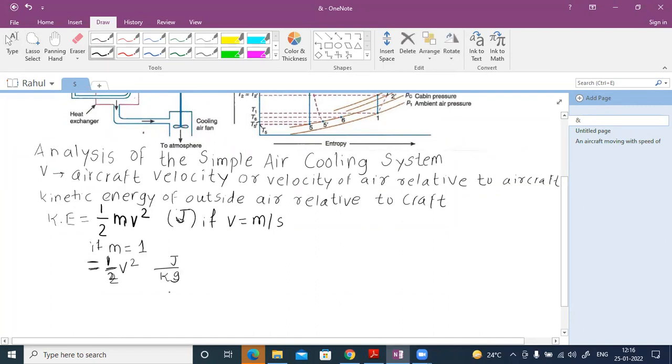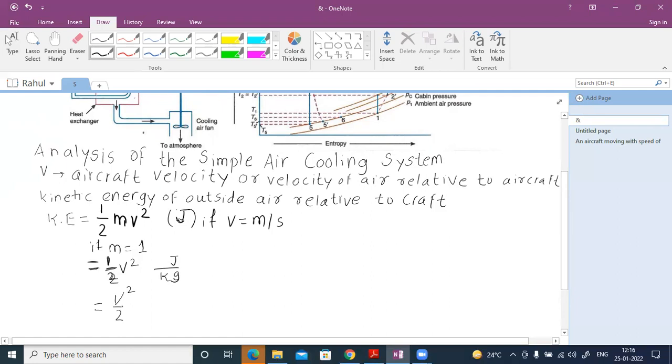Now, if I want this term in kilojoule per kg, what will I get? I will get half into v square. 1 into v square, I will write as v square. And this joule, if I need to convert into kilojoule, I need to divide by 1000.